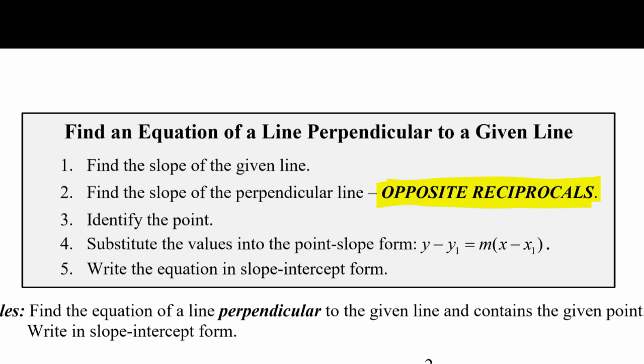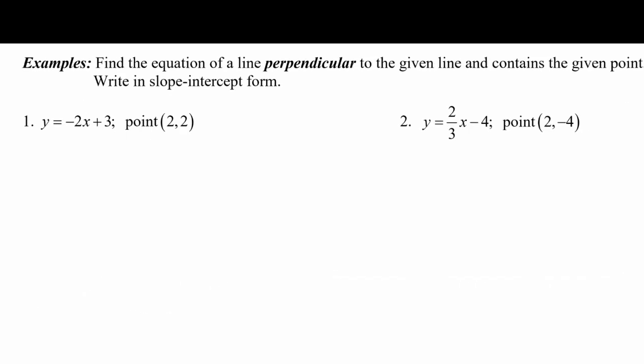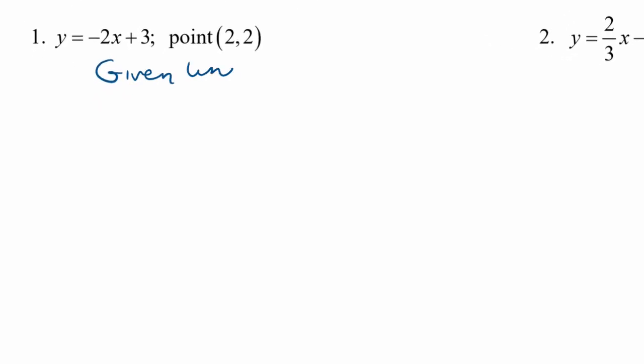We're going to go ahead and do the first example, and then we'll graph our given line and our perpendicular line answer, and then check to see if the lines really do end up perpendicular. So take a look at our first example here. It says find the equation of a line perpendicular to the given line and containing the given point, right in slope-intercept form. So our given line is y equals negative 2x plus 3.